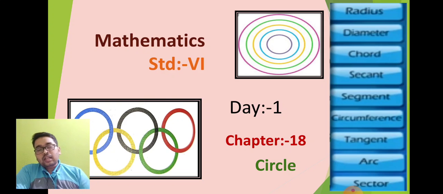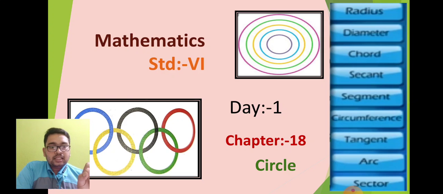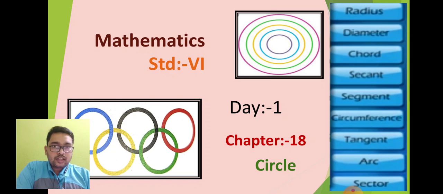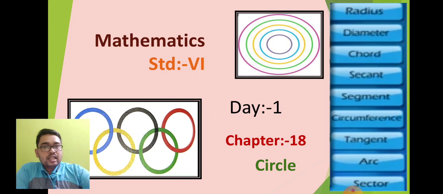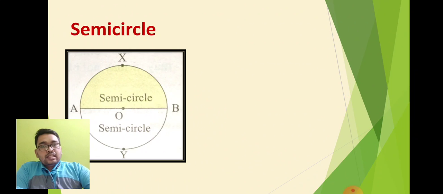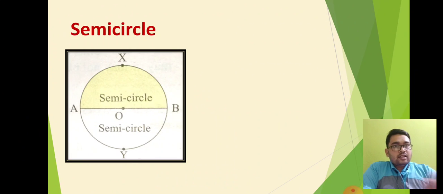In today's class, we are going to complete the remaining parts of the circle, like a semicircle, arc, then sector of the circle and concentric circles. These remaining parts we are going to discuss today. So let's start today's class. At first, we are going to understand what is a semicircle.